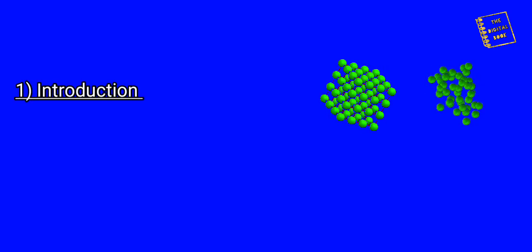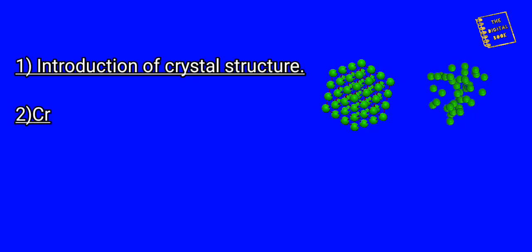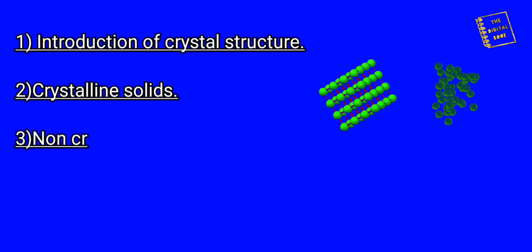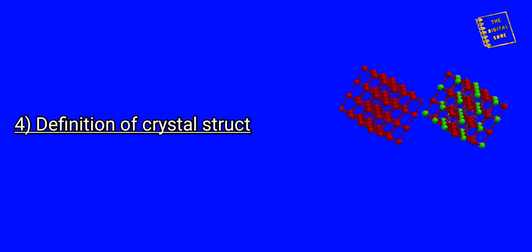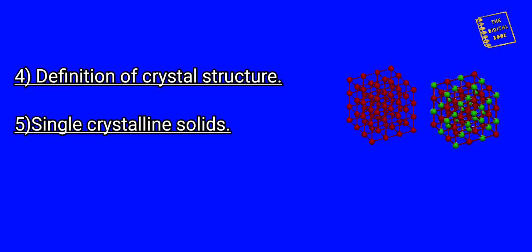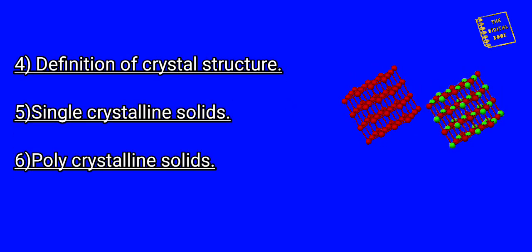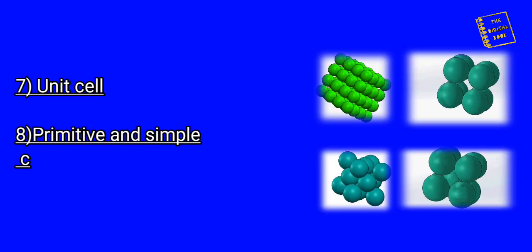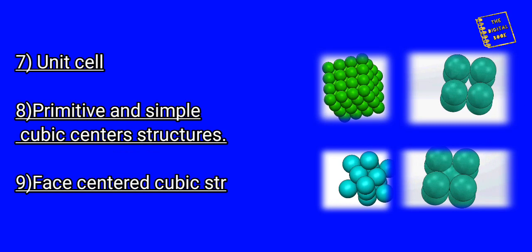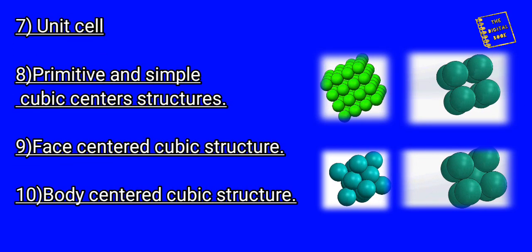Let's recall the highlights of what we have studied in this video. We have studied the introduction of crystal structure, crystalline solids, non-crystalline solids, definition of crystal structure, single crystalline solids, polycrystalline solids, unit cell, primitive and simple cubic structures, face-centered cubic structure, and body-centered cubic structure.